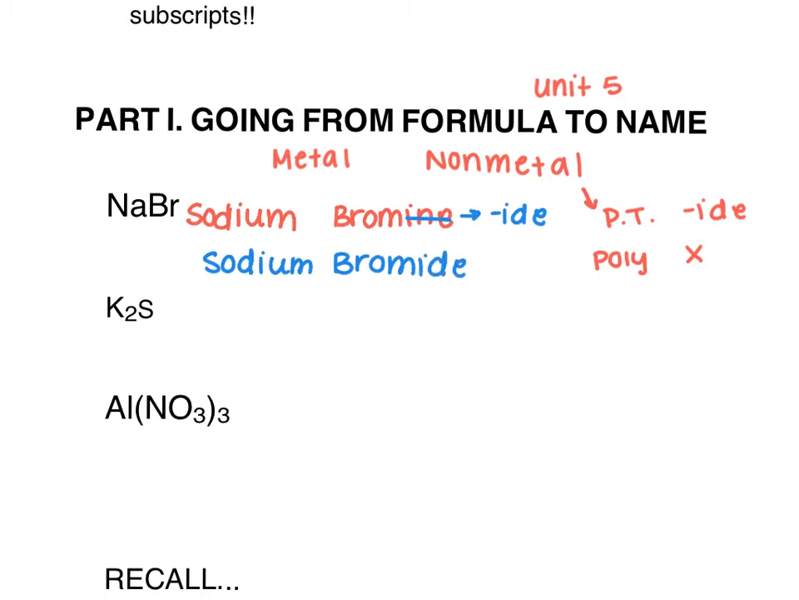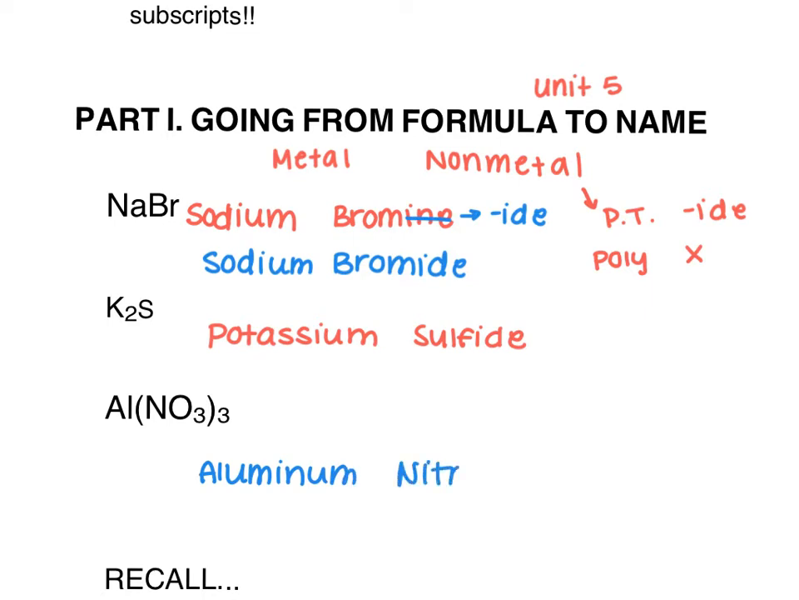So you try the next two on your own, and then I will go through them. All right, my second one should be potassium sulfide. And my last one will be aluminum nitrate. Remember, I'm not going to change the ending on my polyatomic when I go from formula to name.